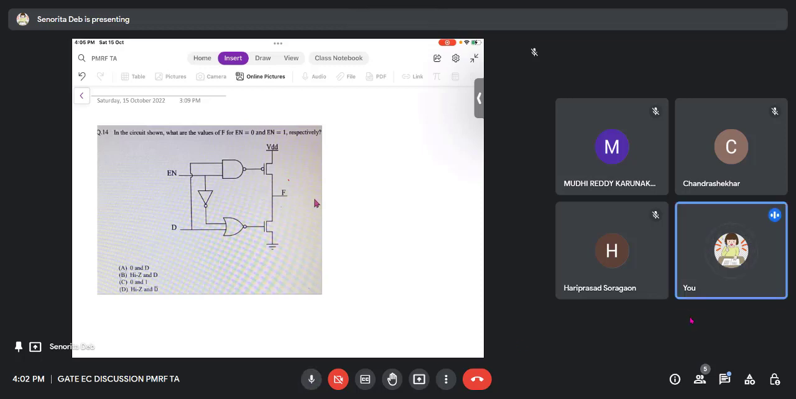Okay, so this was, I think, question number 14. This would be a 1 mark question, and it was a very simple question as well. So any of you want to try this question now? Any ideas? Let's have a discussion, kind of. Anyone?